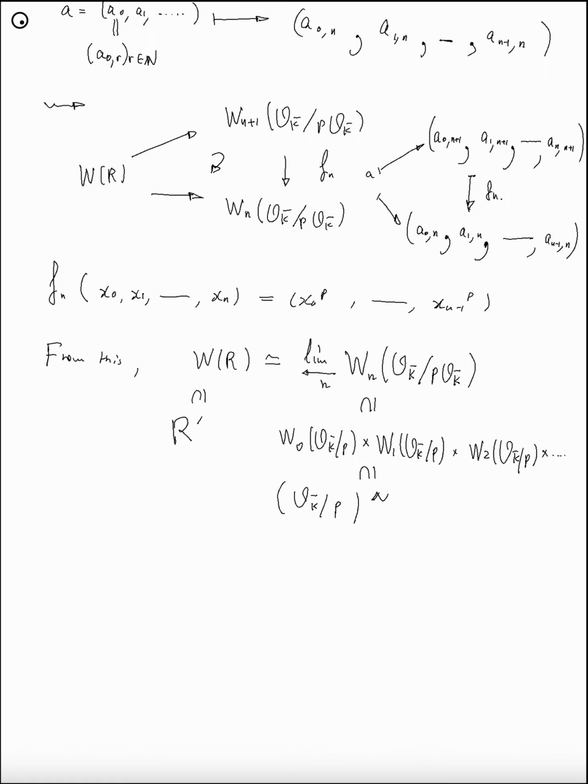I'm using the fact that R is the inverse limit of this, O_K bar over P. Actually what I want to say is, let me erase all of this, and then let's just simply say that this map is, yes, it's obvious, but it's constructed probably as follows.